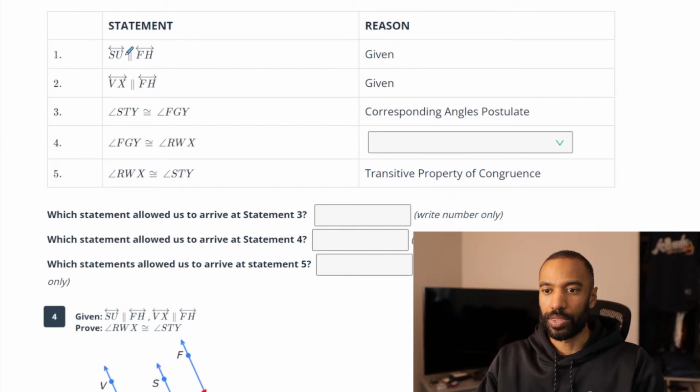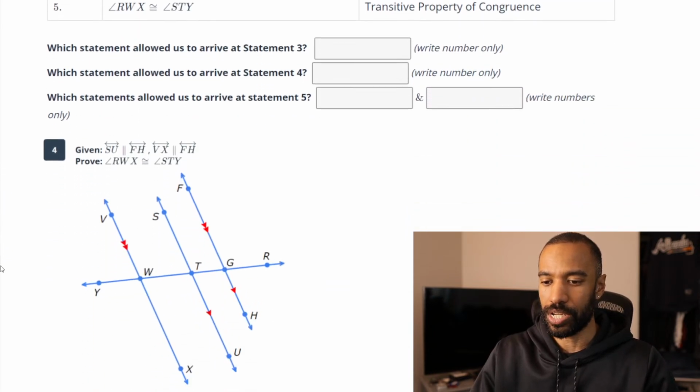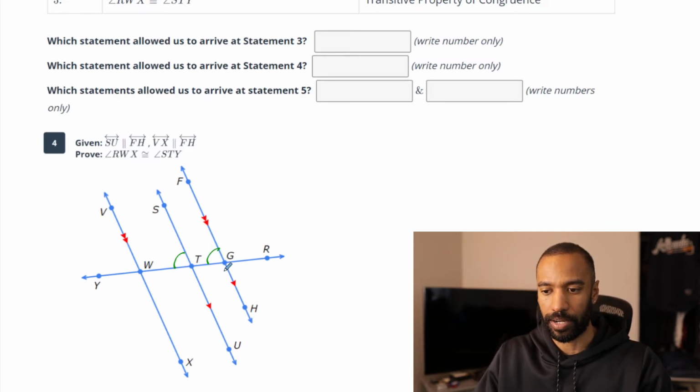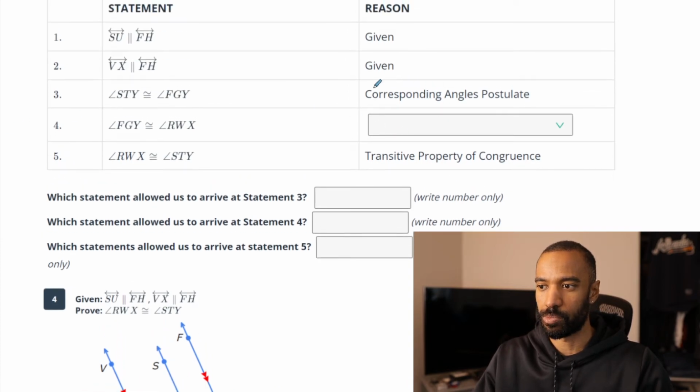So we start with the givens that these two lines are parallel here. Let's try and understand this proof a little bit with each other. Angle STY is congruent to angle FGY. So STY is here, FGY is here. This one is the corresponding angles postulate right there. You can see that those two lines are parallel. Therefore, these two angles are congruent to each other as they are corresponding angles. So we can happily use that one.